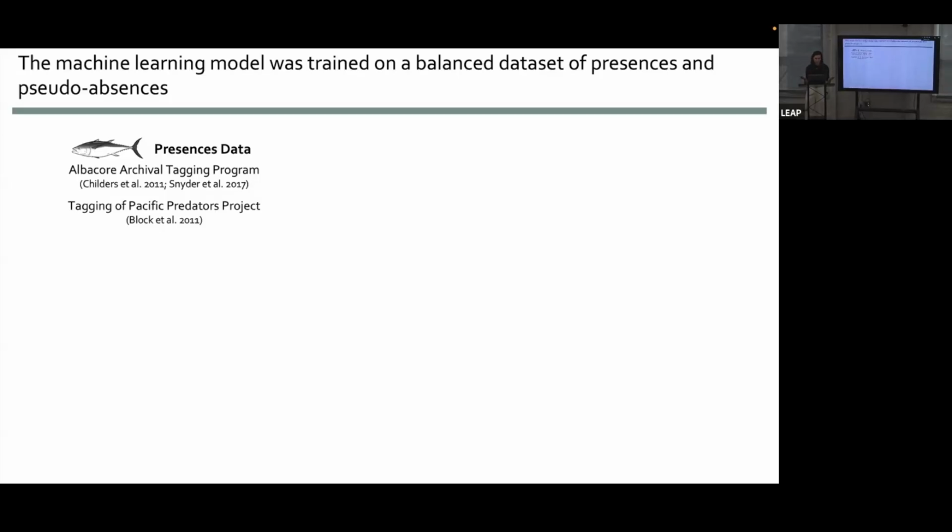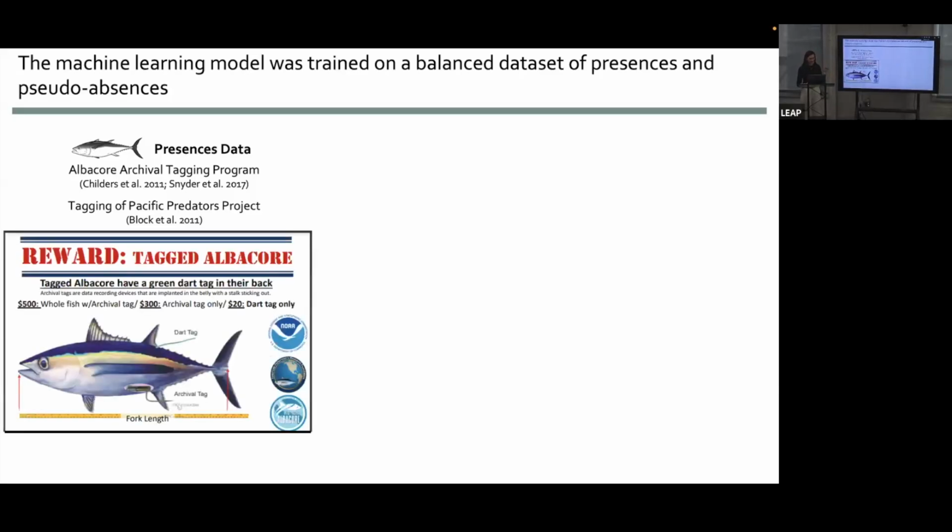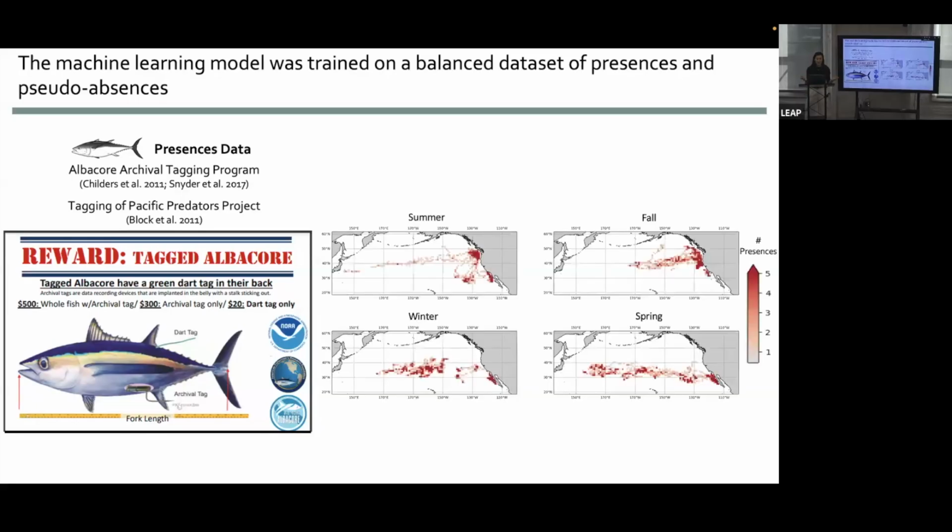So you might be wondering how these tags are retrieved, and I too was curious about this. And it turns out that these programs basically post a bunch of wanted signs for these fish at marinas across the west coast of the US, which I find pretty hilarious. So, these signs provide information on the catch reward for catching one of these fish and how to remove the tags, where to return the tags, et cetera. So we have a really rich data set of presences across space and time spanning almost 10 years.